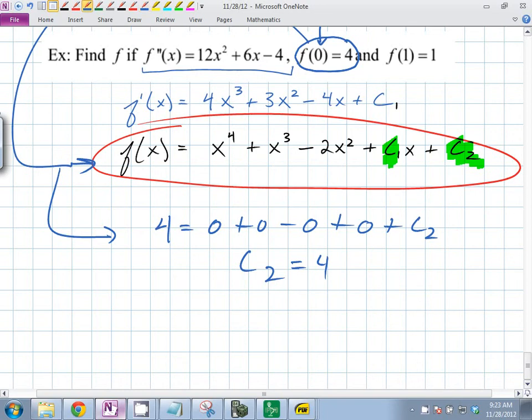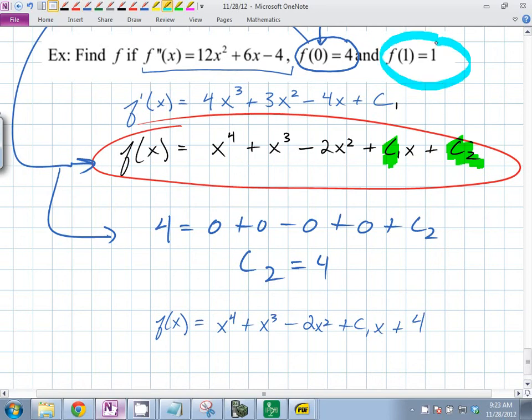So what do we now know? F of x is equal to x to the 4th plus x cubed minus plus C1x plus what? We're stuck. We can't find C1. What haven't we used yet? F of 1 is 1.